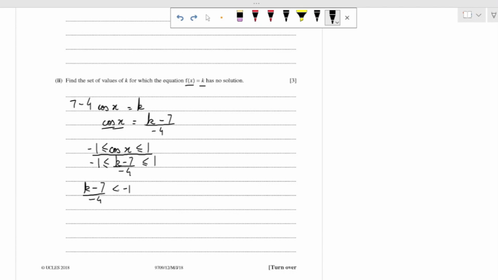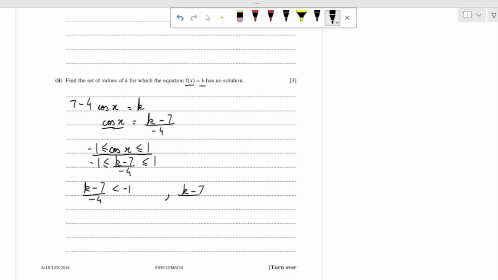So if its value is lesser than minus 1, why not lesser than and equal to? Because then it would include minus 1, and minus 1 is a valid answer. So we just said over here, k minus 7 over minus 4 will be valid if it's greater than minus 1. So if we want it to be invalid and have no solution, it must be lesser than minus 1. That's one of the inequalities.